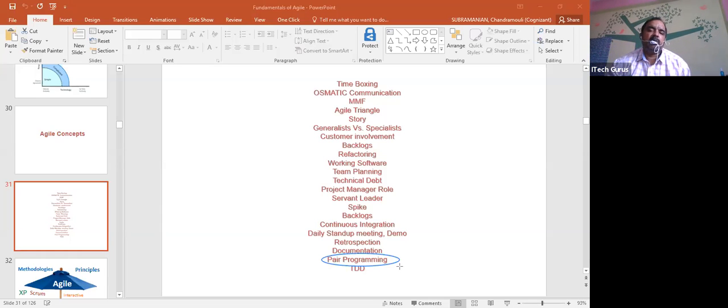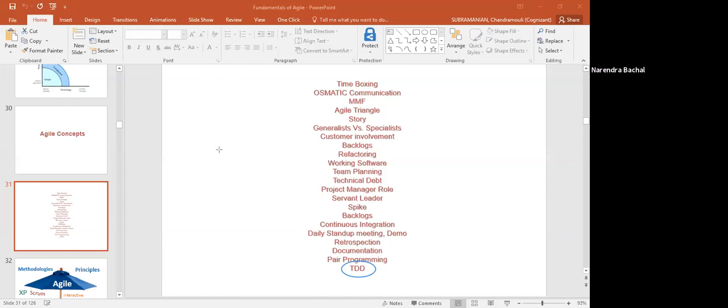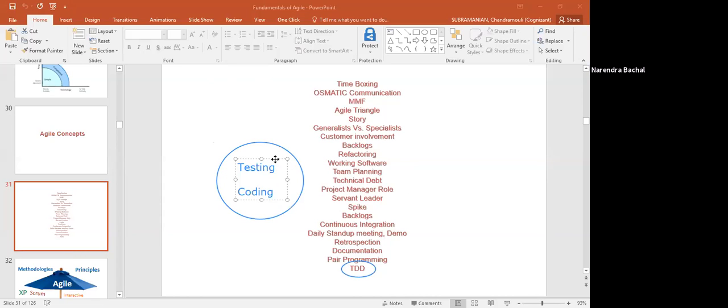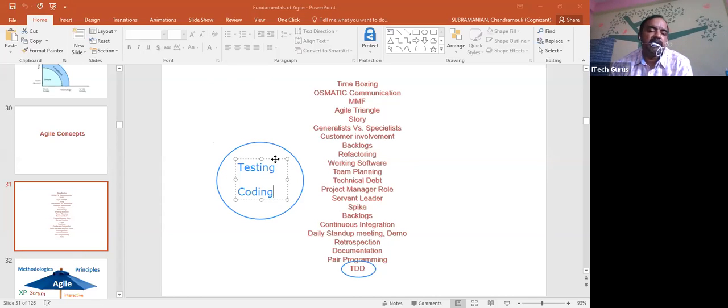And one more thing, there is something called TDD, test-driven development. Same thing as pair programming. Any question? Okay. What is test-driven development? Narendra? It's basically the dev owns quality. Means while developing the code itself, you need to take care of your quality. Okay. So please understand, usually in a traditional project, first we write the code and then we test the code, correct? TDD says first you write the code for testing and then do the coding itself.